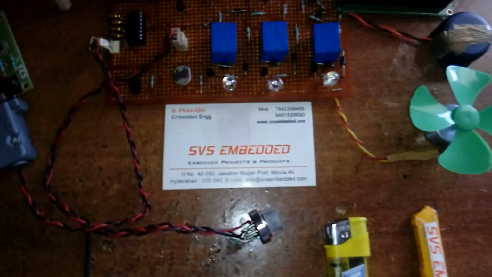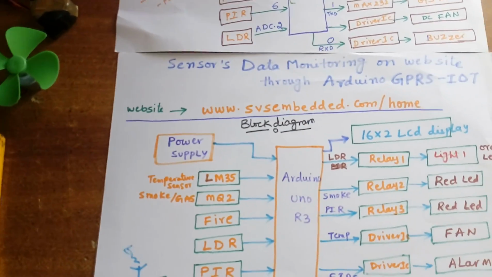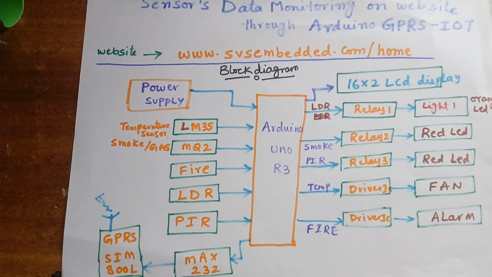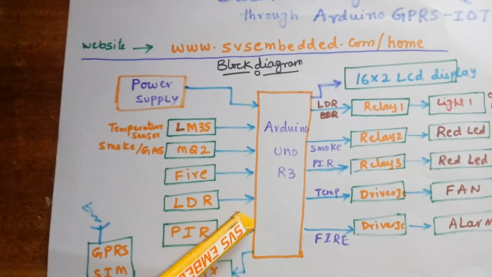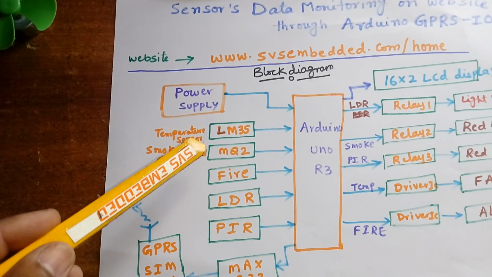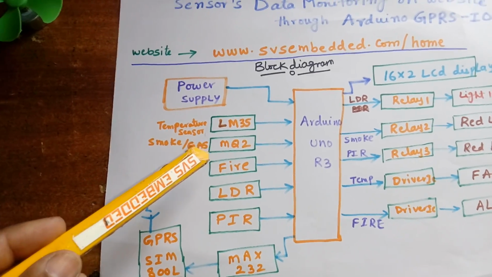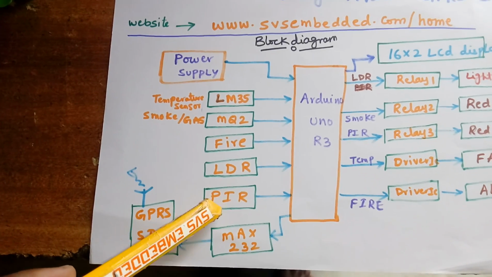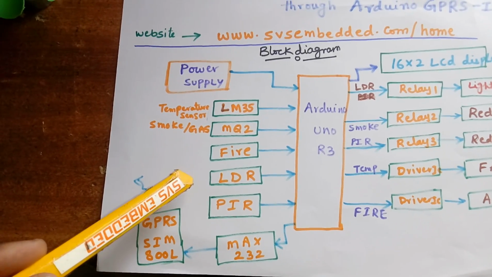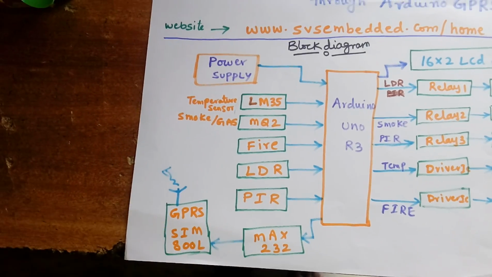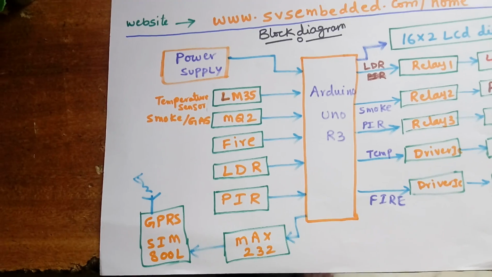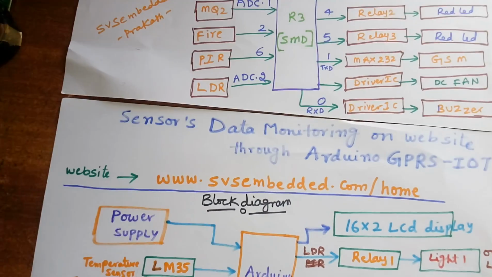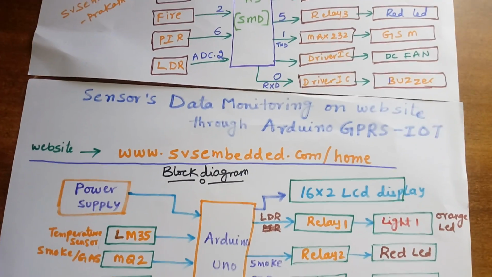The project title is Sensors Data Monitoring on Website through Arduino GPRS and IoT. Here I'm using an Arduino Uno R3 SMD board and 5 sensors: a temperature sensor, a smoke or gas sensor MQ2, a fire sensor, an LDR, and one PIR sensor, a passive infrared detector. I'm also using a MAX232 and a GPRS module, the SIM800L. This is my website, www.svsembedded.com/home.